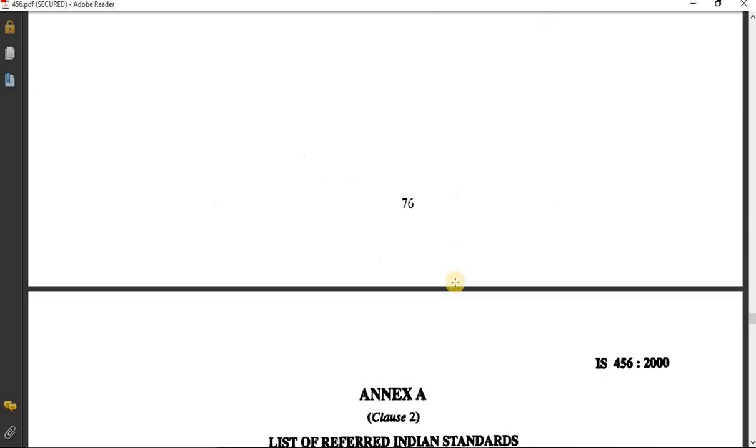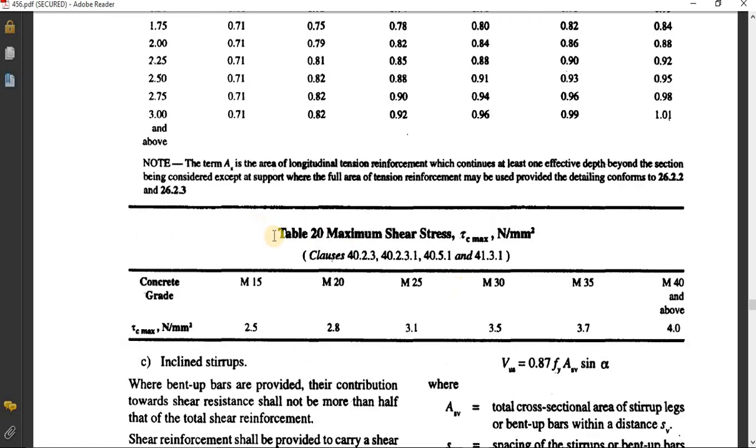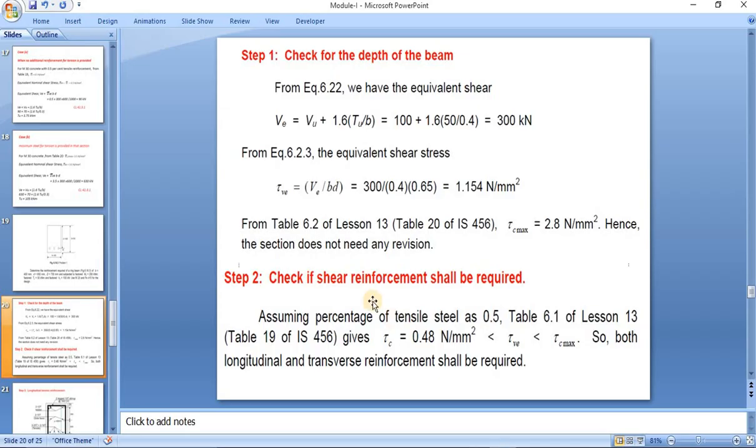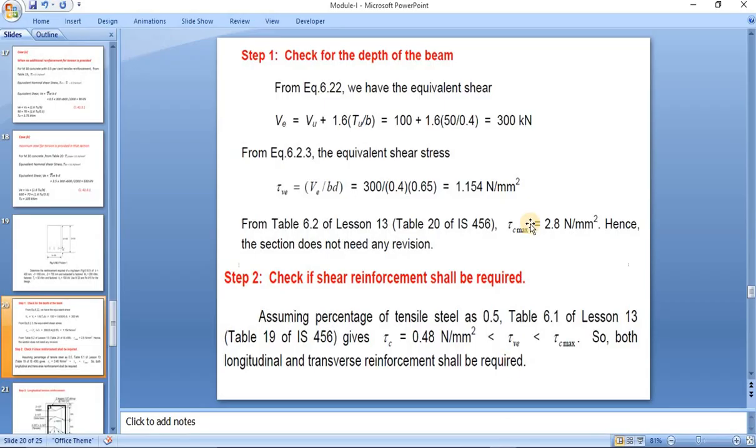You can see here table number 20 from IS 456, maximum shear stress, that is tau C max. Always remember the equivalent shear stress should not be more than the maximum shear stress, tau C max. Tau C max depends upon the grade of the concrete. The grade they have mentioned is M20, so the maximum shear stress allowed is 2.8 Newton per mm square. Hence the section does not need any revision, that means the depth of the section is satisfying.